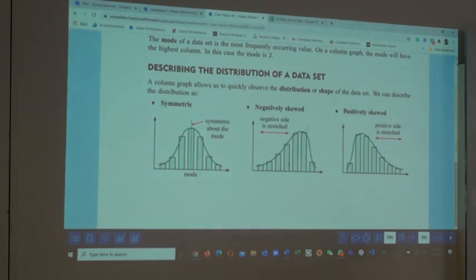So when you draw your column graph that I just mentioned, the next comment might be describe the distribution. Then you look at it. Is it symmetric? Does it skew negatively or does it skew positively? Understand?